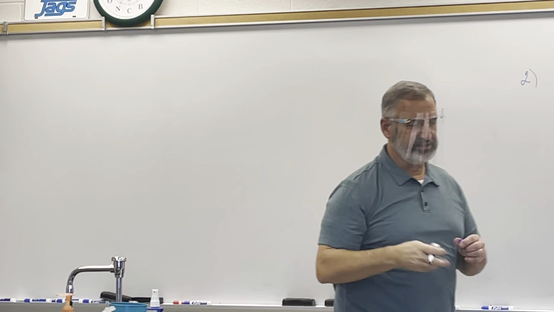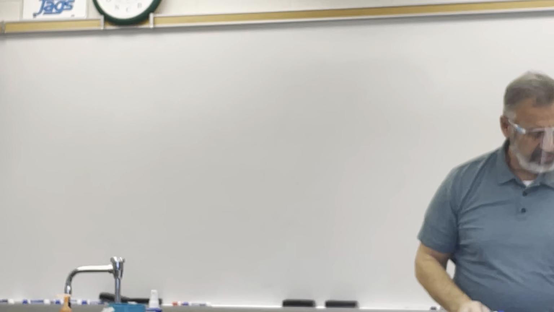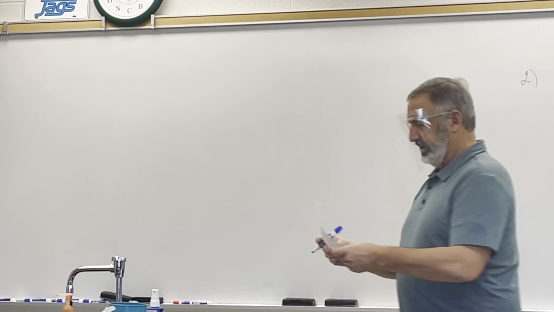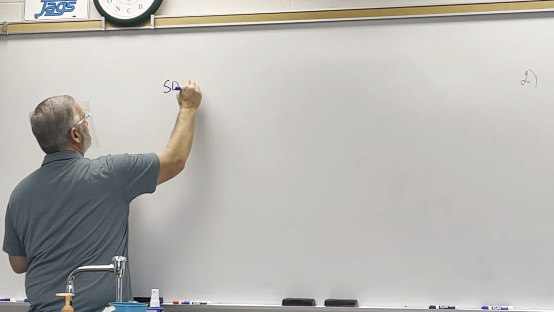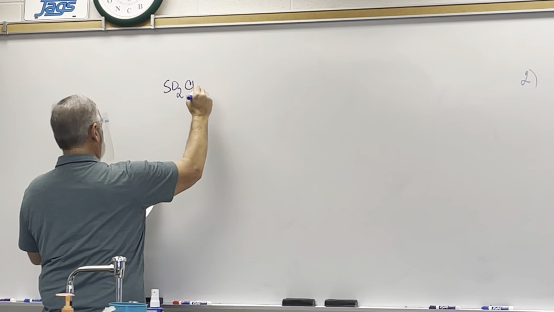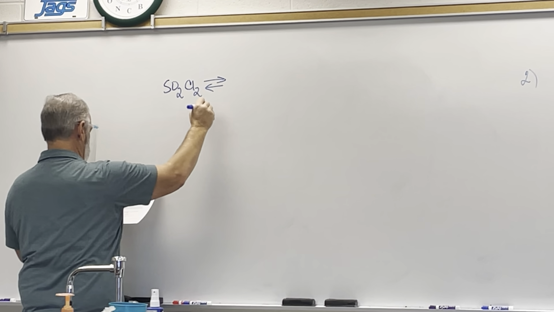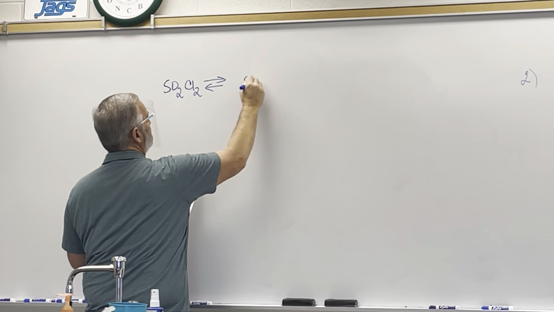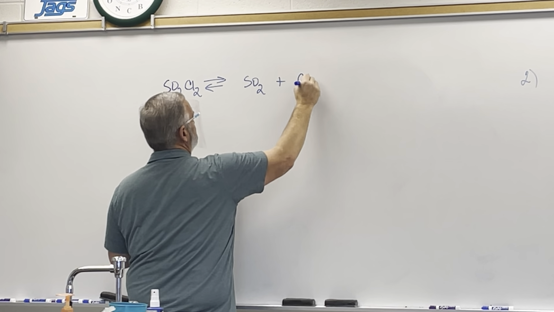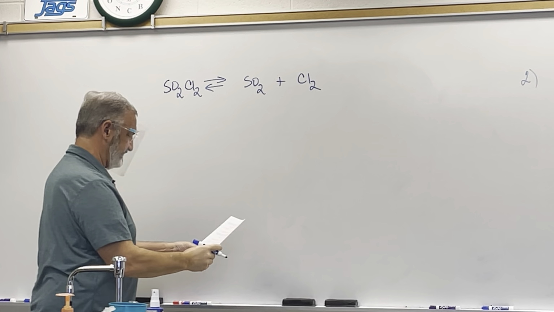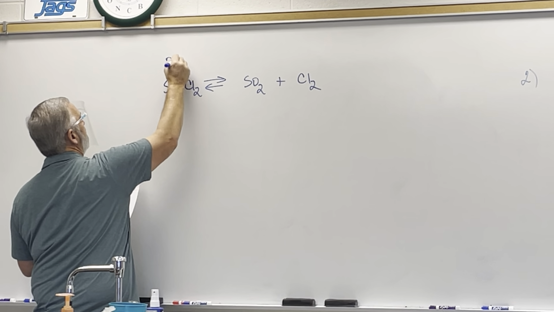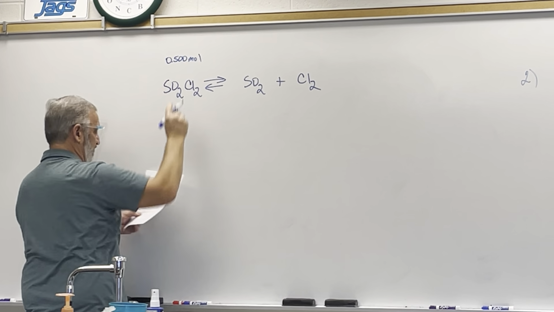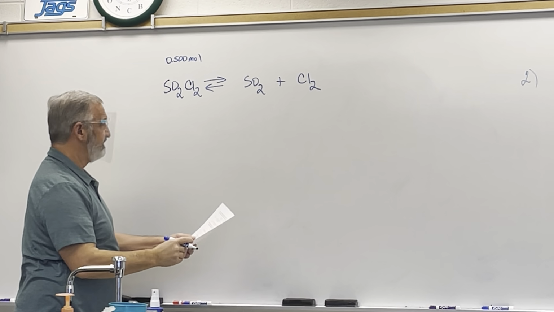Number 3 says, okay, so we have SO2Cl2 goes to SO2 plus Cl2. These are all gases. And I'm given 0.5 moles of this. And what is it in? It is in a 5 liter.